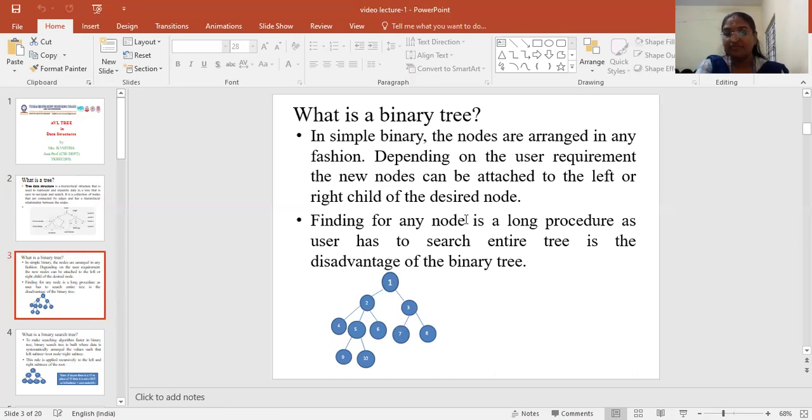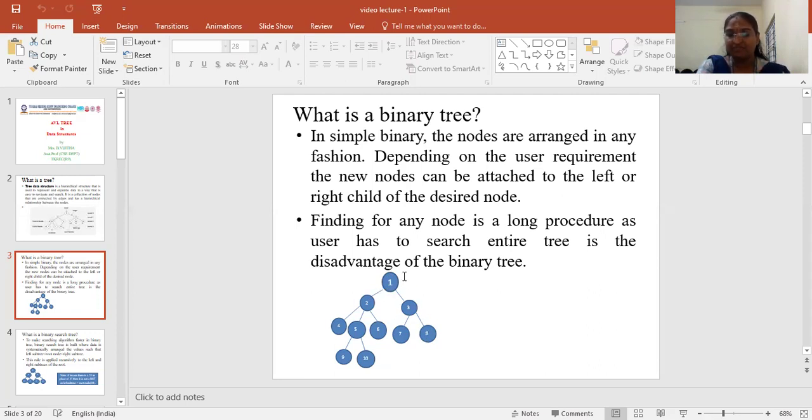Now see, finding any node is a long procedure. The user has to search the entire tree, which is a very big disadvantage of a binary tree. Means if I want to search for node 7, then what procedure do I need to follow in the binary search? I need to follow level-wise, checking all the nodes.